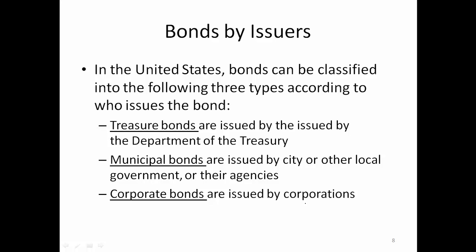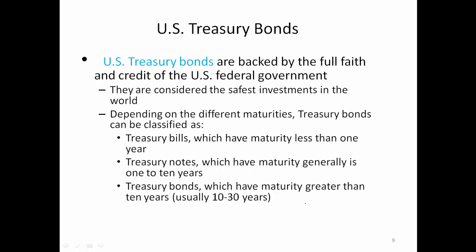In the United States, bonds can be classified into the following three types according to who issues the bond. Treasury bonds are issued by the Department of the Treasury. Municipal bonds are issued by city or other local governments or their agencies. Corporate bonds are issued by corporations. U.S. Treasury bonds are backed by the full faith and credit of the U.S. federal government. They are usually considered the safest investment in the world.